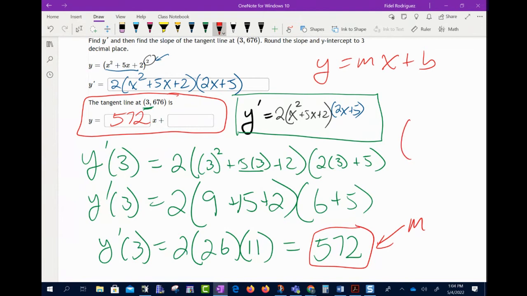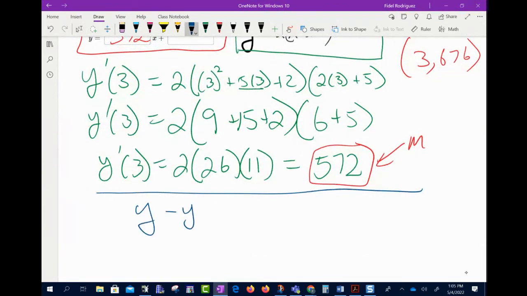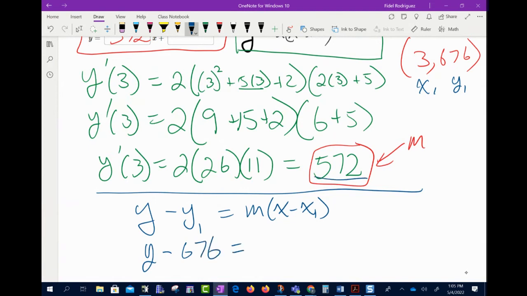Okay, so since the point that we were given was 3 comma 676, we're going to go ahead and write out that equation. Remember, the equation, you guys, is y minus y1 equals m times x minus x1, right? This is the equation that we use. So remember, this is my x1, and that is my y1 right there. Okay, so look, now I'm just going to plug in y minus 676 equals m, which we just found to be 572, times x minus my x1, which is a 3.